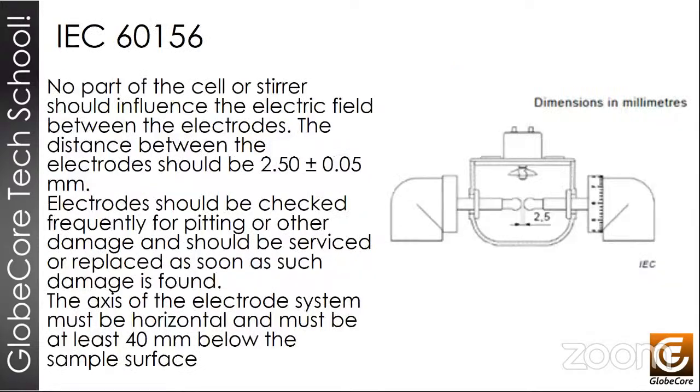Next slide, please. The electrodes must be made of brass, bronze, or austenitic stainless steel. They must be polished and spherical in shape, with diameters of 12.5 to 13 millimeters, as shown in figure 1 of the standard, or hemispherical with radiuses of 25 millimeters plus or minus 0.25 millimeter, also shown in the figures in the standard. The axis of the electrode system must be horizontal, and the axis of the electrodes must be at least 40 millimeters below the sample surface.